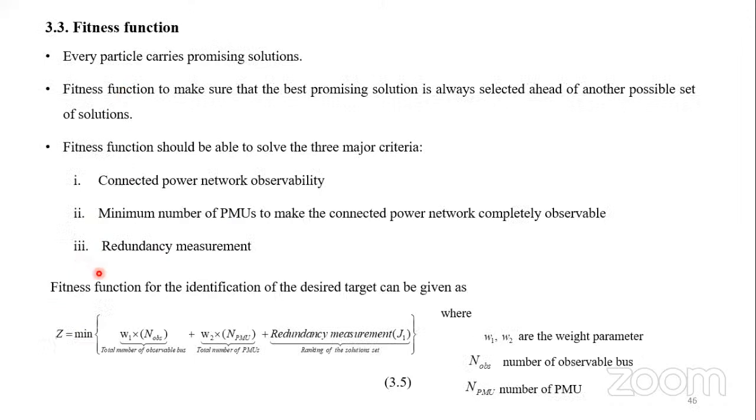Now, what is the formula of the fitness function here? In this way, you can form the formula: W1 into N of observable buses, which is the total number of observable buses, and this is the total number of PMUs, plus the redundancy measurements. That is ranking, because as I just said, the optimal PMU placement problem is a combinatorial optimization problem. On that basis, we have to consider the redundancy measurement here, because there are different solutions. There is not a single solution. There are multiple solutions, so with the help of this measurement, we can identify the optimal solution.